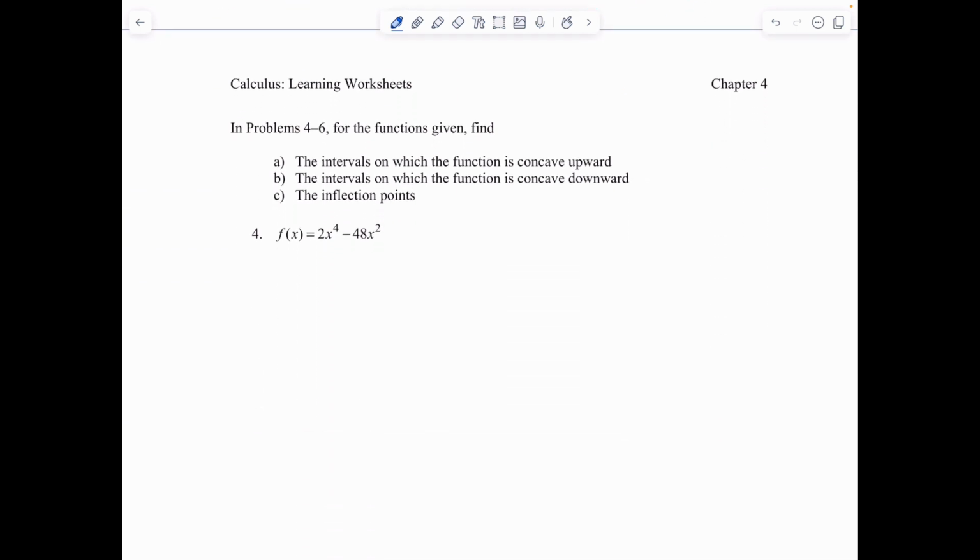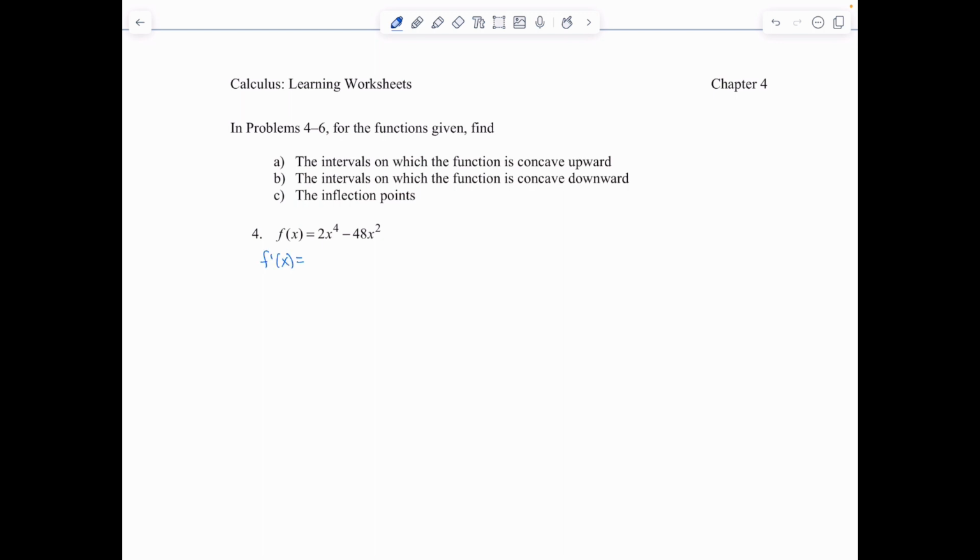In problems 4 through 6, for the functions given, find the intervals on which the function is concave up, the intervals on which the function is concave down, and the inflection points. Our function is going to be f of x equals 2x to the 4th minus 48x squared. So the first thing we want to do is find our second derivative, so that way we know what numbers are our partition numbers.